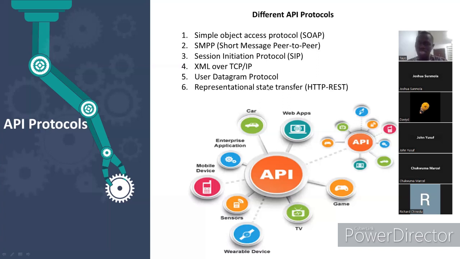So we have SIP. SIP protocol is the one used to handle call notification. When you make a call, there's a signaling, and the signaling goes through SIP, which is the protocol by which a call is handled. I'm in the telecom industry, so I know that. There's also something called XML over TCP/IP. There's another one called User Datagram Protocol. We have many, but I just bring these as a view for us.